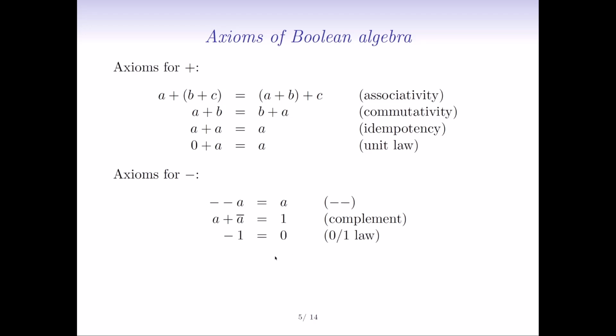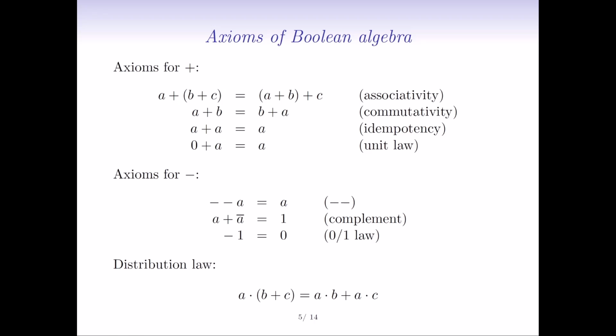Next, we have the connection between 0 and 1. Remember that 1 and 0 are true and false, respectively. So the axiom says that minus 1 is equal to 0. If you negate true, you get false. That can be seen as saying that if you take the negation of a valid formula, for example, any true formula, then you get a false formula.